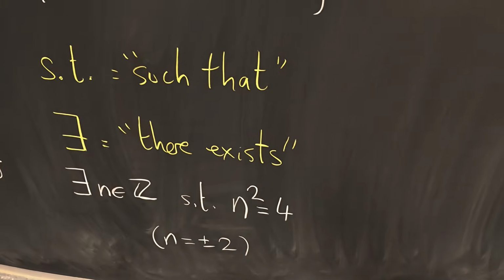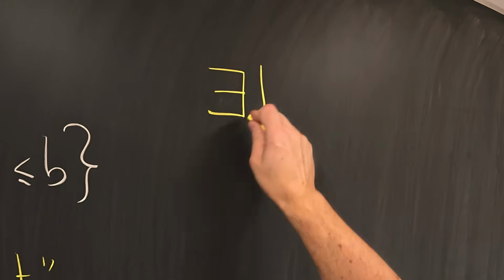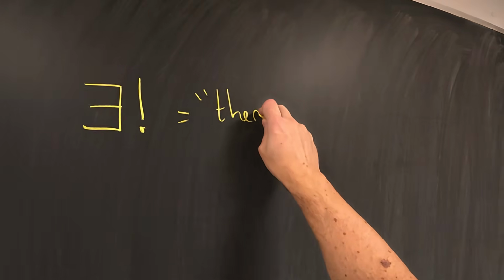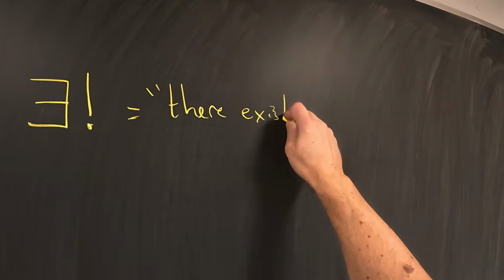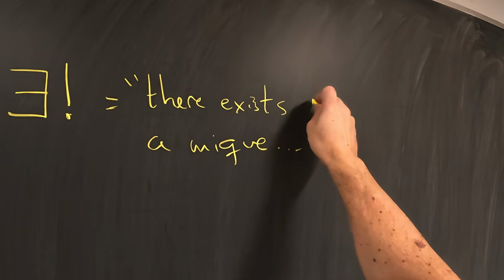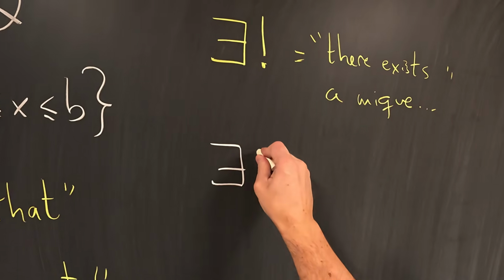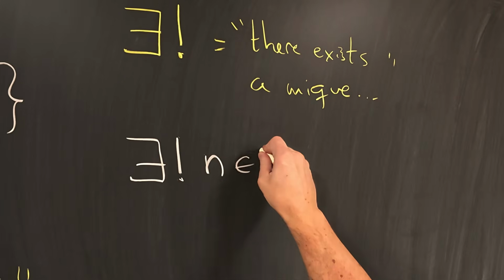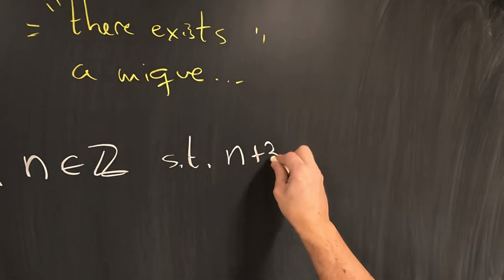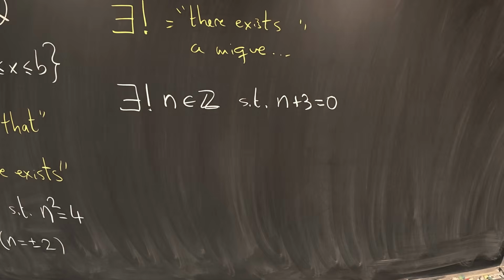If you want to write that there is exactly one, then we write there exists with an exclamation point, which means that there exists a unique, like that. So for example, you could write that there is a unique integer n such that n plus 3 is equal to 0, which is the integer equal to -3.